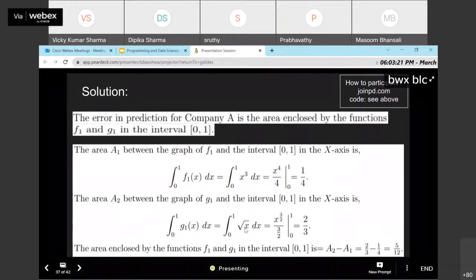Basically, when you're doing integration, you can write this as x to the power of 1 by 2 and then do the integration part. When you do this, you get this integral, and then just substitute the limit and you get this as 2 by 3. So I'll tell you what is this A1 and what is this A2.